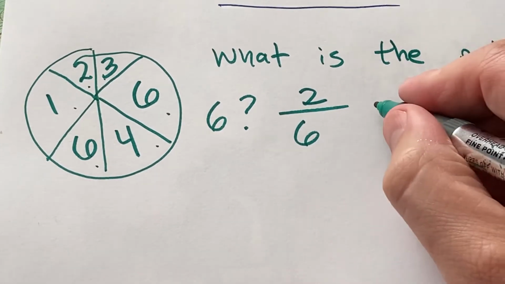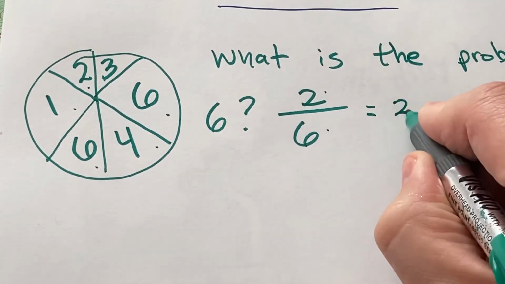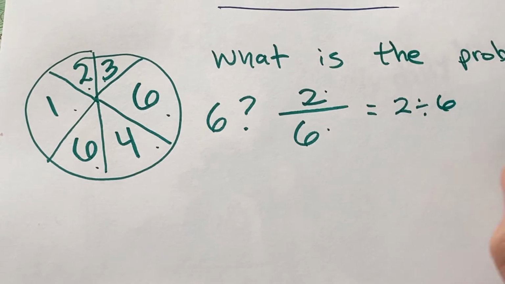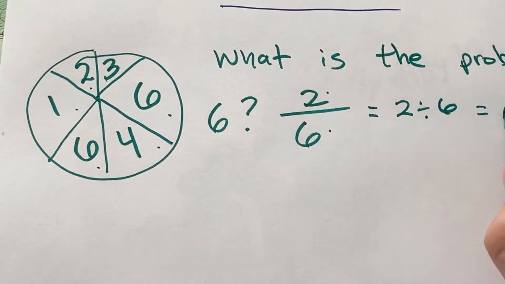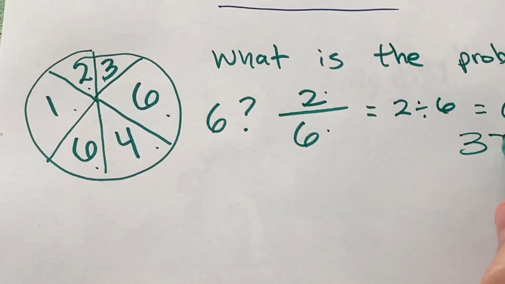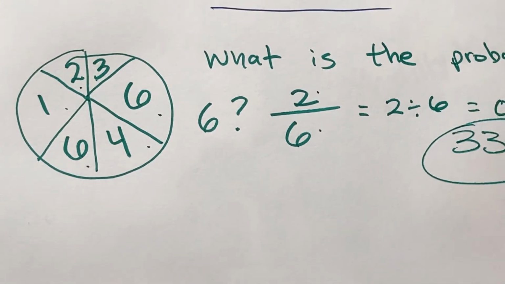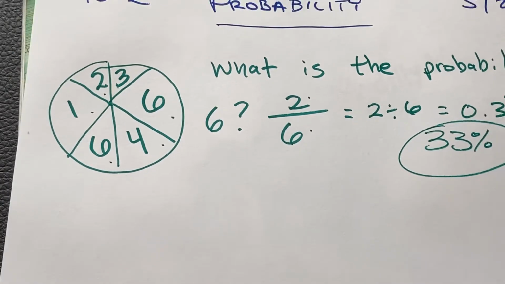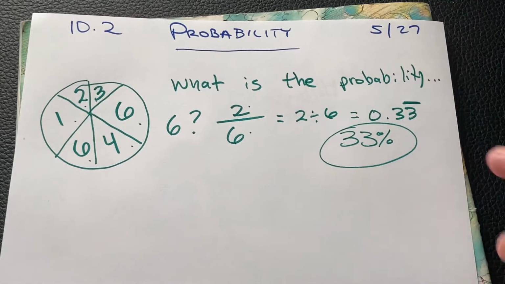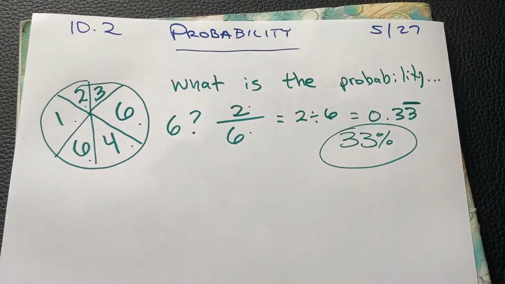To find the percentage, you would just do this divided by that. You can use a calculator. I have this memorized. It's 0.33 repeated, which is 33%. So you have a 2/6 chance, or 0.33, or 33% of rolling a 6. So let me break it down if that was confusing for you.